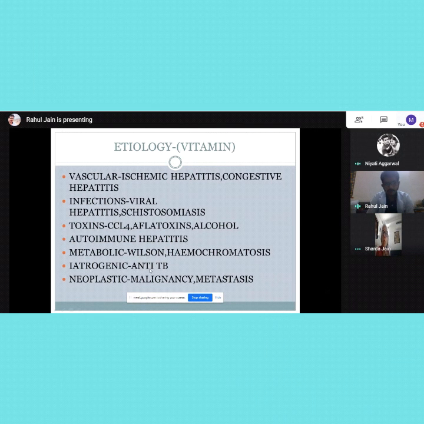All my tuberculosis drugs like isoniazid, rifampicin, and pyrazinamide. These drugs are majorly hepatotoxic, and they have the potential to cause hepatotoxicity, and out of these three, pyrazinamide is the most hepatotoxic. Then neoplastic, like malignancies and even metastasis. Metastasis to the liver are very common. So all these things can cause hepatitis and even hepatic dysfunction.